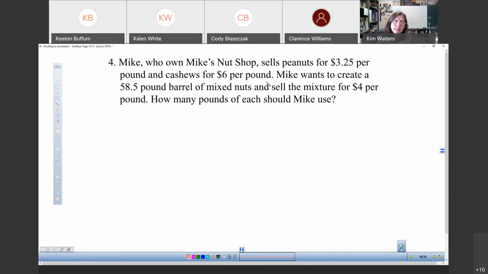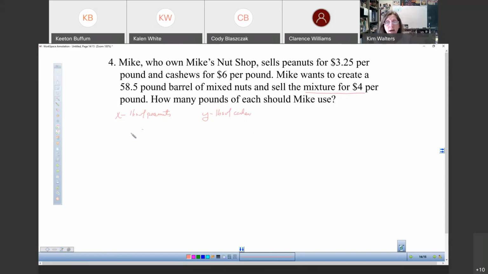So Mike, who owns Mike's Nut Shop, sells peanuts for $3.25 per pound, cashews for $6 per pound, and Mike wants to create a 58.5-pound barrel of mixed nuts and sell that mixture for $4 per pound. So here is my mixture for $4 per pound. How many pounds of each should you use? So we can talk about X being the pounds of peanuts and Y being the pounds of cashews, right?